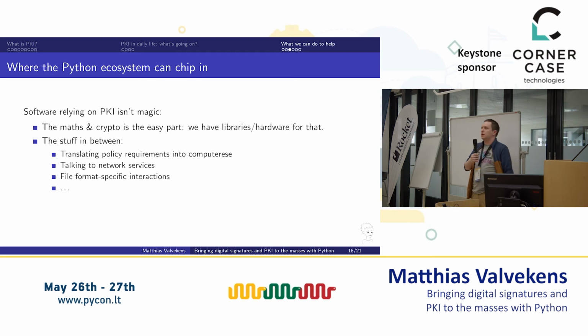So where can Python step in? Software relying on PKI isn't magic. And actually, the mathematics is pretty much the easy part. We have libraries and hardware to do that for you. I already showed the ID card. This is another example of a device that can produce signatures. I mean, yeah, the difficult, secure mathematics, we have stuff that can do that.